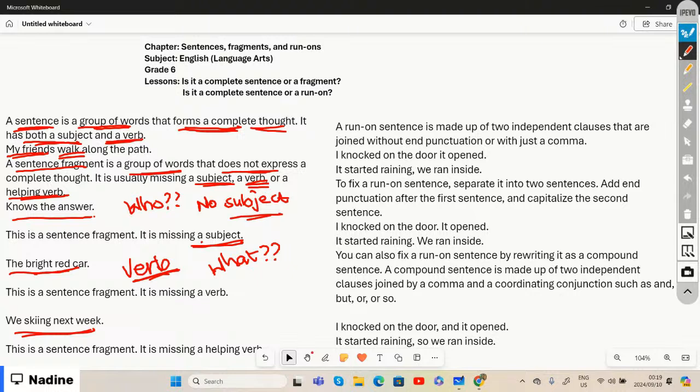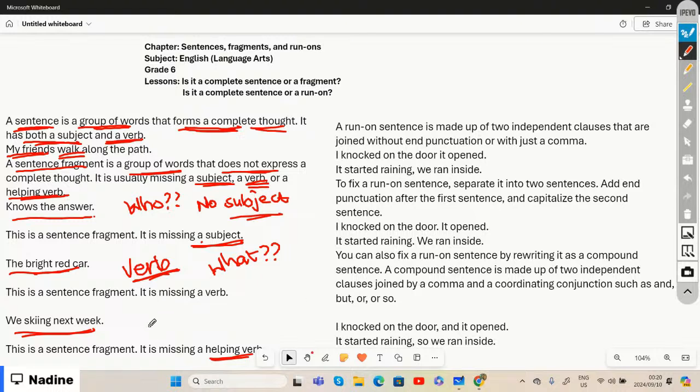And if we look at what's missing within that sentence, right? We skiing next week. Then we can say the helping verb is missing within that sentence. Because you can't just say we skiing. It's either we are skiing, we will be skiing, right? You need to show the helping verb that is missing within that sentence.